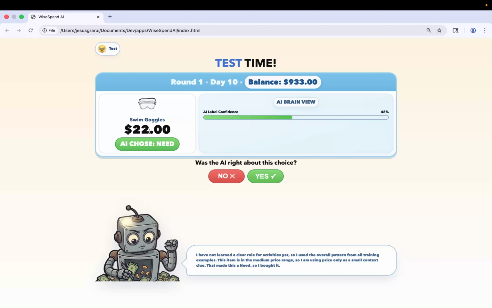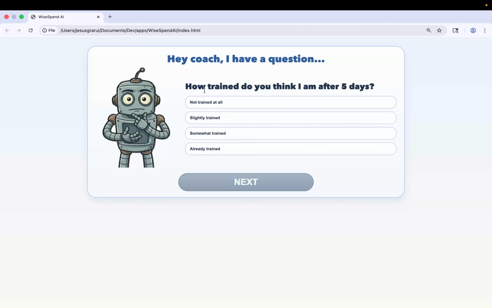We could say it's right, however, later on, as the AI gets prompted with more expensive items of the same category, it's going to think it's a need, and the balance is going to go down a lot. So no, it was incorrect. How trained do you think I am after 5 days? So we can say it was slightly trained, and here the user can just put their opinion. There's no right answer here, it's just their opinion.